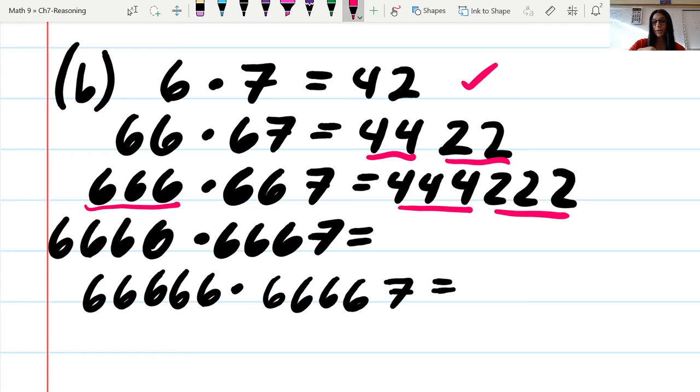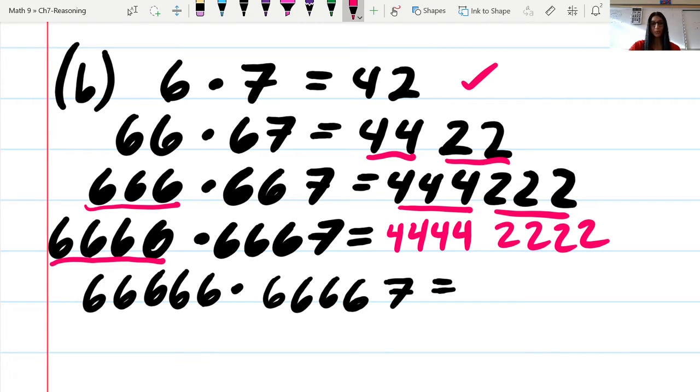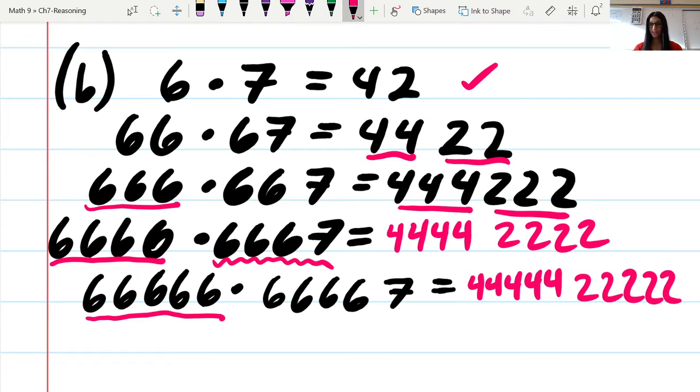Based on what we see, I would predict that if I have 4 6s, I'm probably going to have 1, 2, 3, 4 4s in my answer, followed by 1, 2, 3, 4 2s, when I multiply that by 6,667. And of course, you could take your calculator and multiply this out to double check, but that is the pattern that it ends up following. At the end, I have 1, 2, 3, 4, 5 sixes. So 1, 2, 3, 4, 5 fours, multiplied by 1, 2, 3, 4 sixes and a 7 at the end, 66,667. So if there's 5 fours, it's also going to be 1, 2, 3, 4, 5 twos at the end.